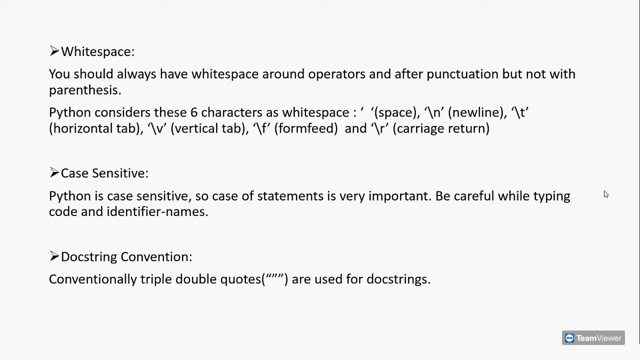The next point is Python is case sensitive. Therefore, case of statements is very important. We have to be very careful while typing the code and identifier names. Next one is the docstring convention. Conventionally, triple double quotes are used for docstrings. And what are docstrings? We have already learnt about them in the previous video. They are the multi-line strings.